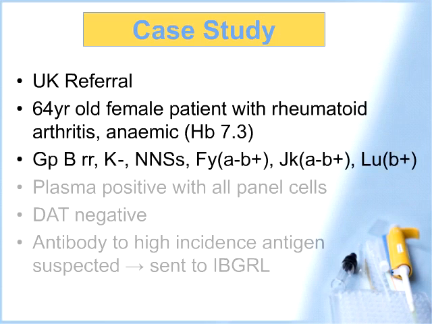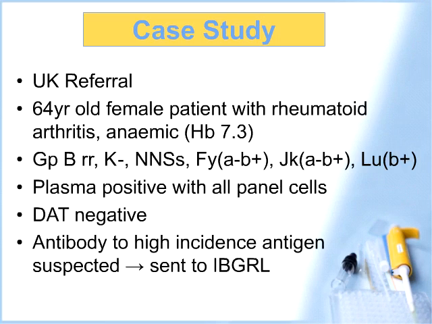The referral lab was kind enough to give us a full phenotype, so we had that information already. And they said that the plasma was positive with all panel cells, and the DAT was negative. So they thought that they were dealing with an antibody to a high incidence antigen, and so it got sent to IPGRL.